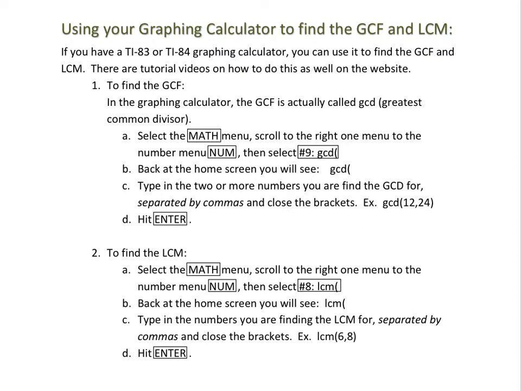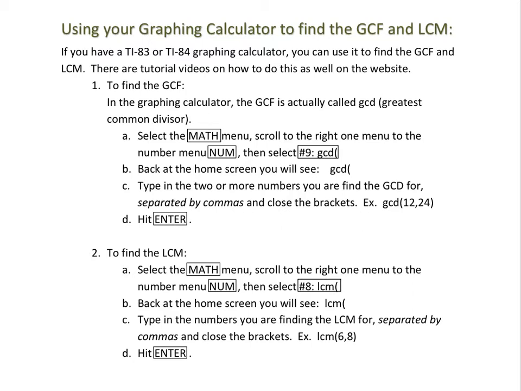It will open a bracket for you and take you to your main screen, and this is where you type in the numbers that you want to find the GCD for. But you have to separate the numbers by commas. Once you've typed in the numbers separated by commas, close the bracket and hit Enter.